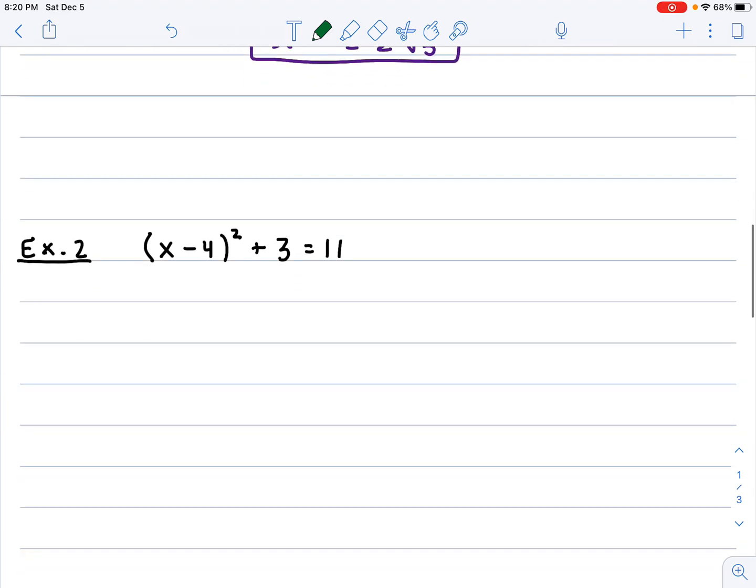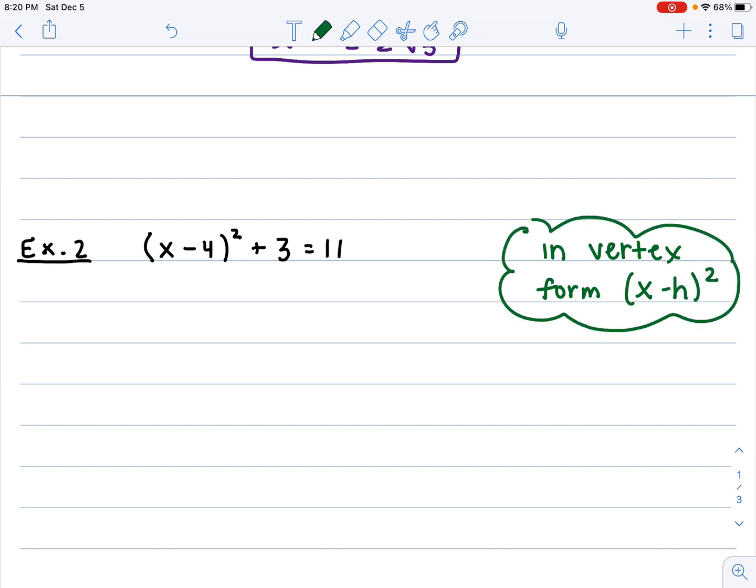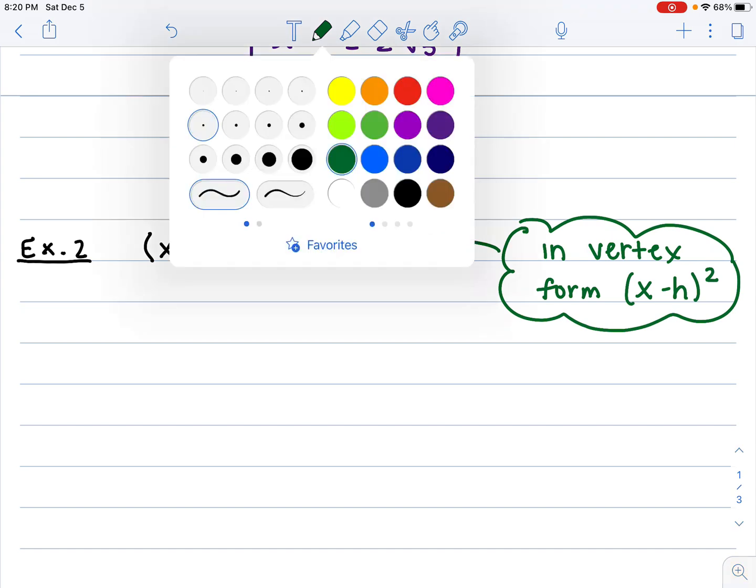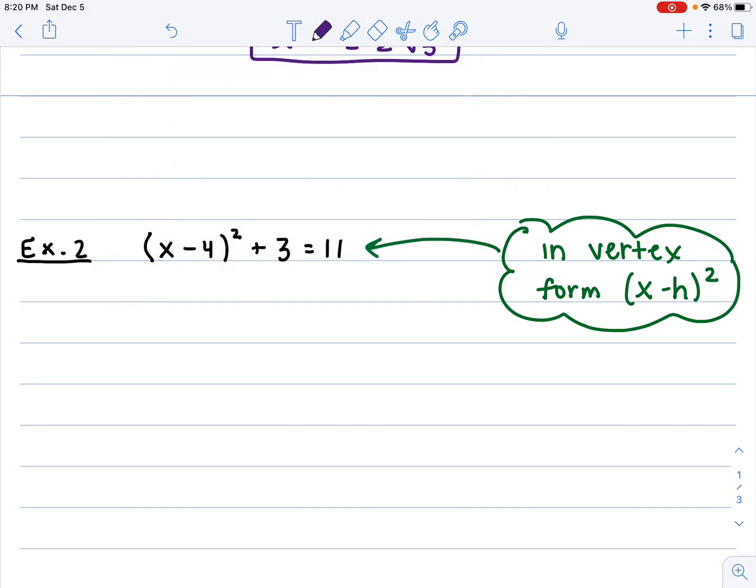The next example is the quantity x minus 4 squared plus 3 equals 11. This is what I would call vertex form. When it's in vertex form, or in other words, when you see x minus your h squared, you're going to be doing this method. So what we're going to do first is get that parenthesis all by itself. So I'm going to subtract 3 from both sides.